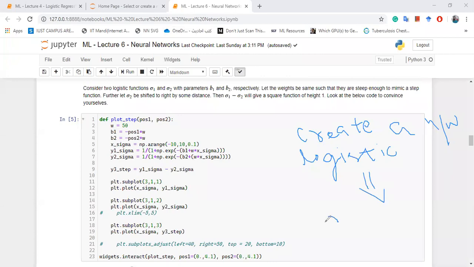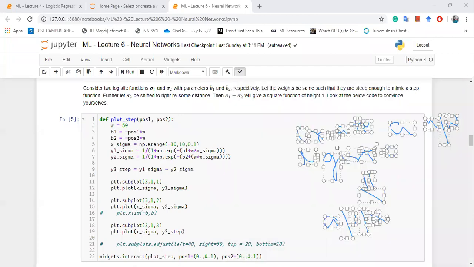will help us approximate any arbitrary function to any arbitrary accuracy or precision. Now, why I say arbitrary precision, it depends upon how many neurons we are going to use. As we increase the number of neurons, the precision can increase. And if we decrease the number of neurons, the precision can decrease.